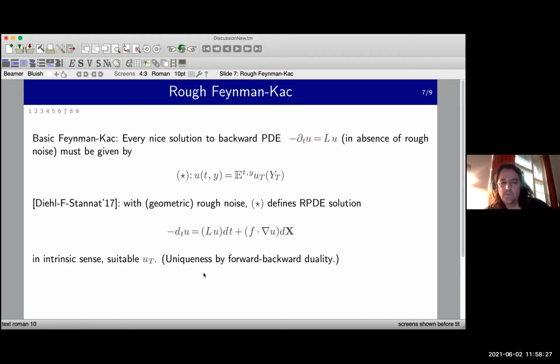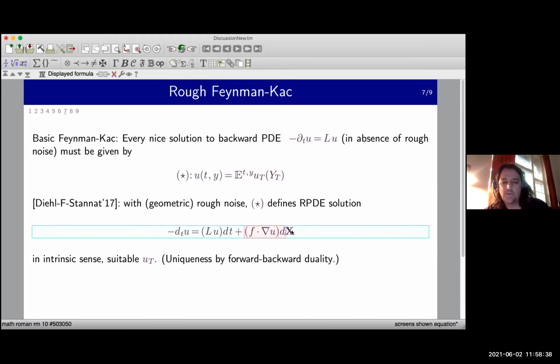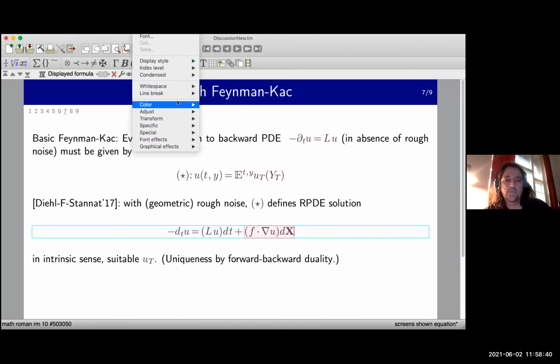So once you have these SDEs in place, you take the expectation and then you come to PDEs. And in our case, when your L here hides this rough bit here, let's make this pretty red again.